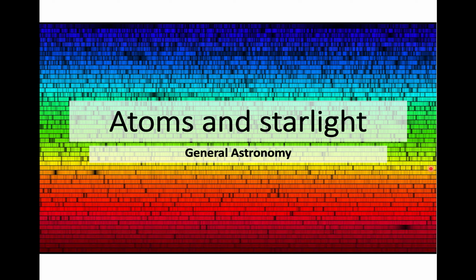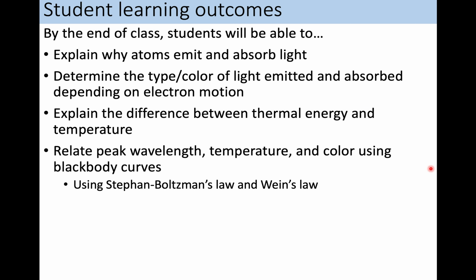Hi everyone. In this lecture, we are going to introduce atoms and begin to talk about starlight. By the end of this class, we'll go over why atoms emit and absorb light, looking at the type and the color of light that's emitted, as well as the difference between thermal energy and temperature. Then we'll learn about blackbody curves, being able to relate peak wavelength to color and temperature using what you'll learn to be Stefan-Boltzmann's law and Wien's law.